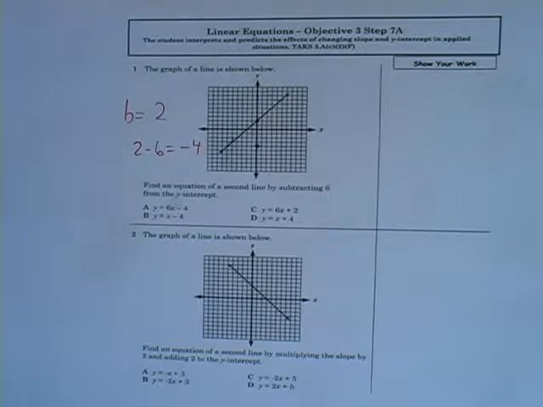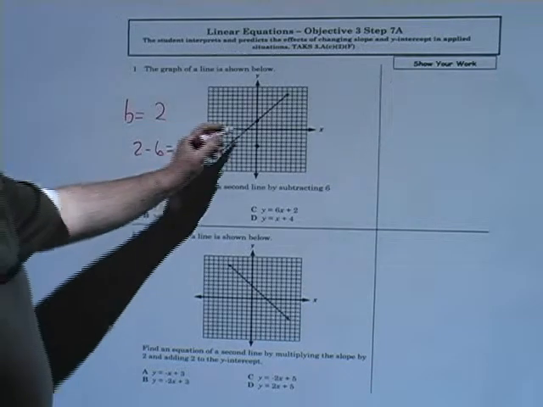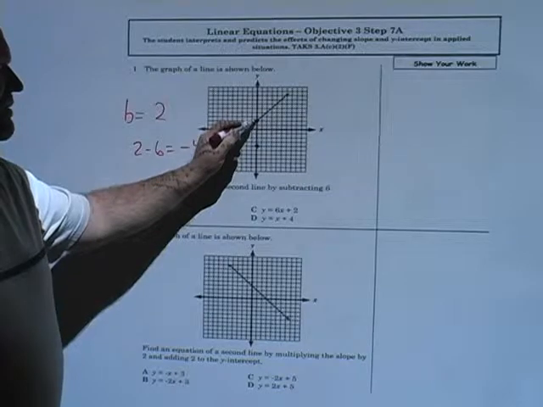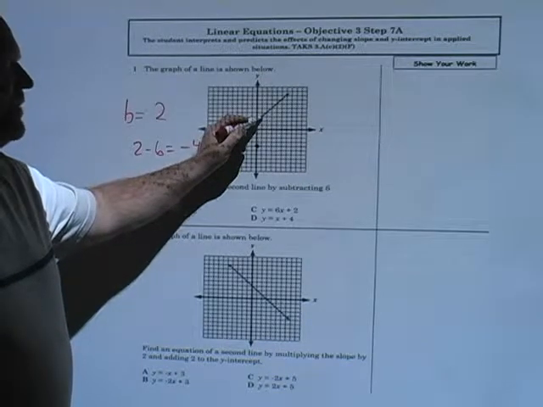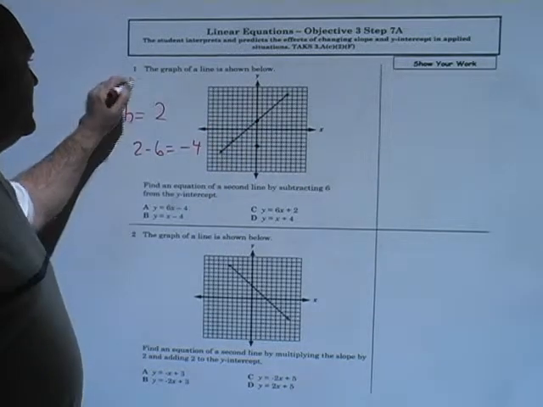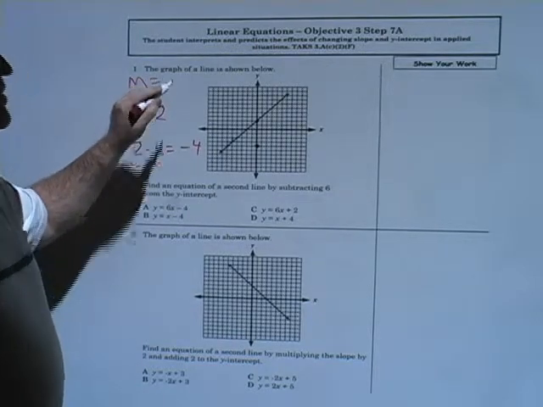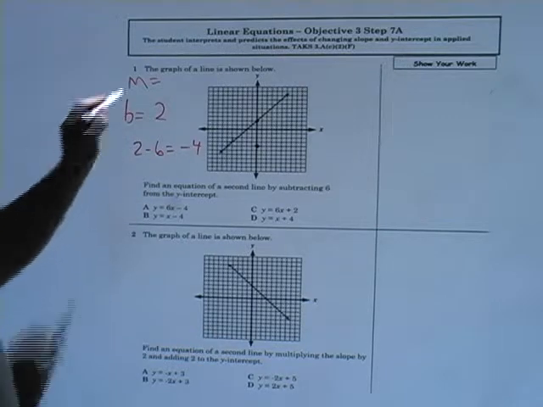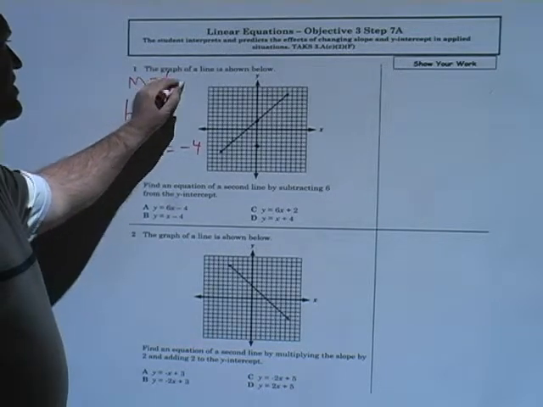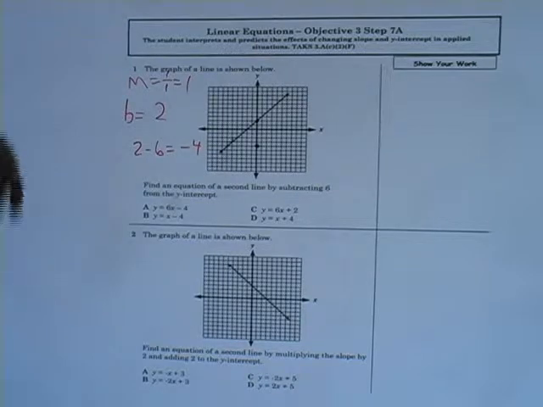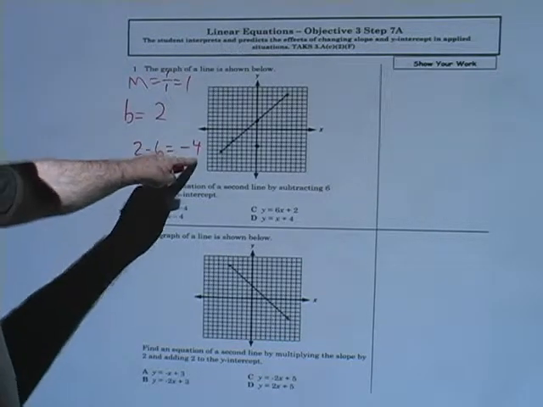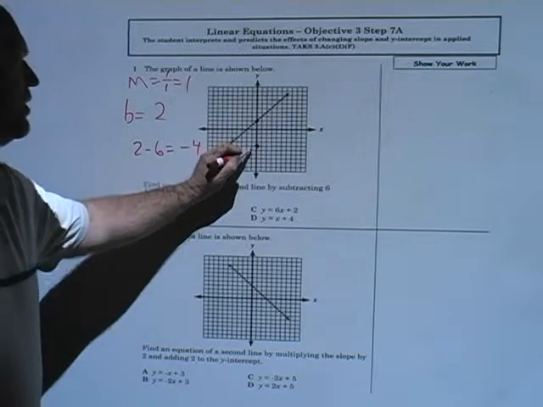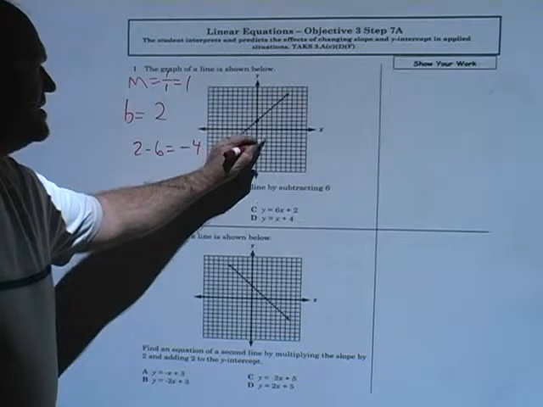Okay, now it doesn't say anything about the slope, so we have to assume the slope stays the same. Okay, if you notice we have a slope of up 1 over 1. Okay, so M, slope equals up 1 over 1 is a rise of 1 and a run of 1, which equals 1. So our slope's not going to change. Our y-intercept is going to change to -4. We're going to have a line that looks like this.